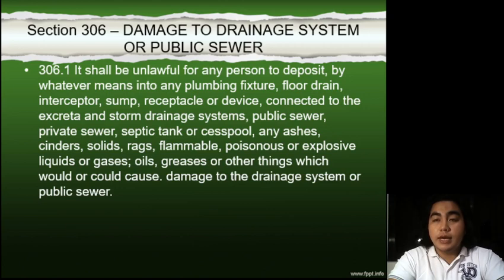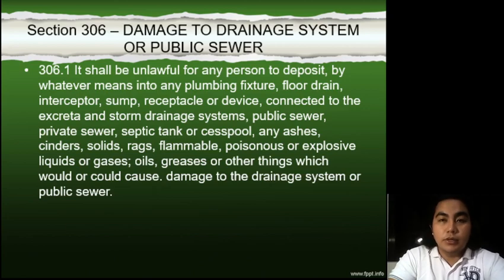Section 306, damage to the drainage system or public sewer. 306.1 It shall be unlawful for any person to deposit by whatever means into any plumbing fixture, drain, interceptor, sump, receptacle, or device connected to the excreta in the storm drainage systems, public sewer, private sewer, septic tank, or cesspool, any ashes, cinders, solids, rags, flammable, poisonous or explosive liquids or gases, oils, greases, or other things which would or could cause damage to the drainage system or public sewer.